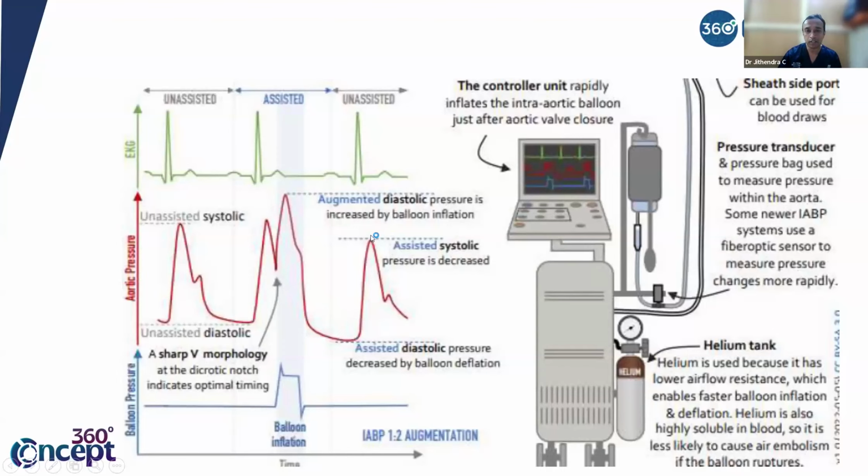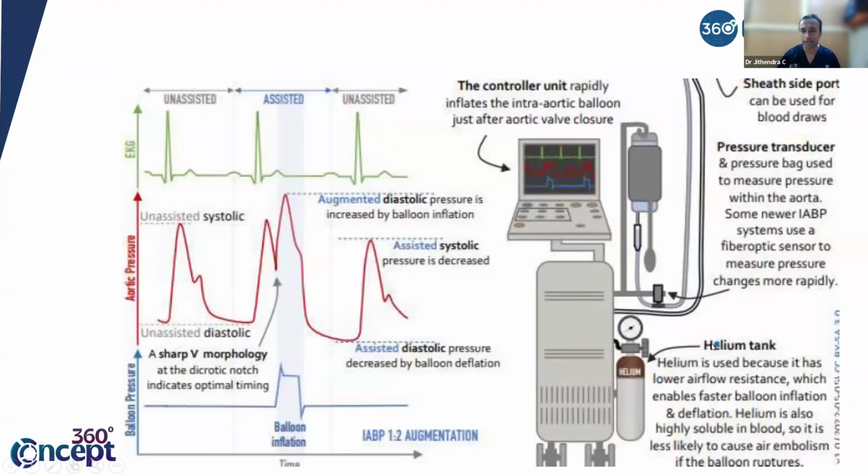Apart from that, you also see that the assisted systolic pressure comes next, and that is less than your unassisted systolic pressure. As you see further waveforms, you will be seeing it. So what is this augmentation? This is a 1:2 augmentation. That is, every alternate beat is being assisted. So this is your unassisted, next comes assisted, next unassisted, next assisted. Like that it comes. So you require at least a 1:2 augmentation to interpret.